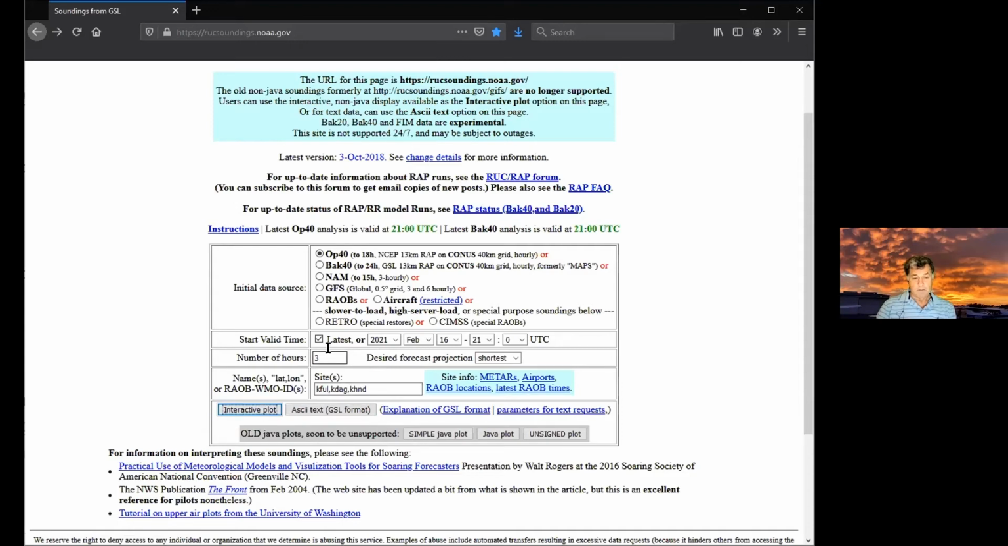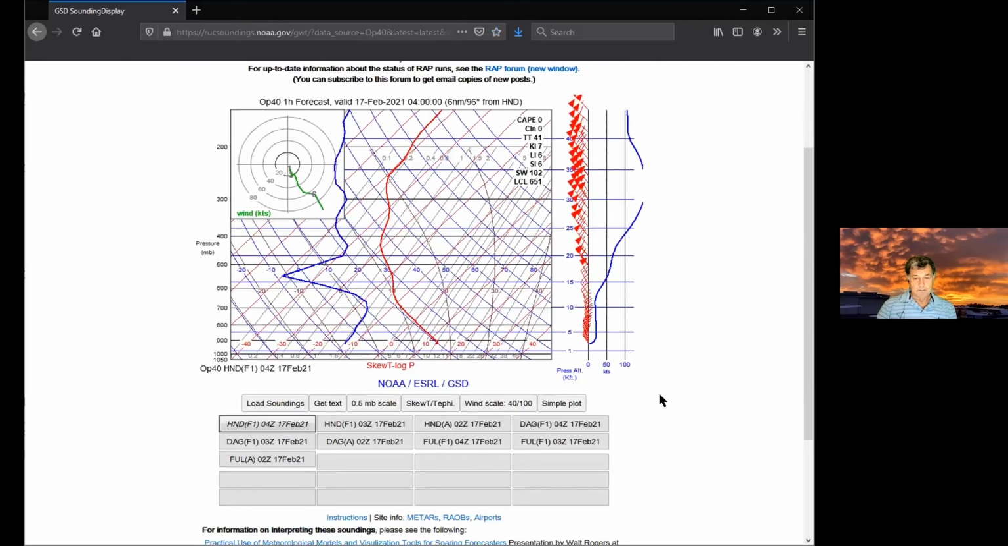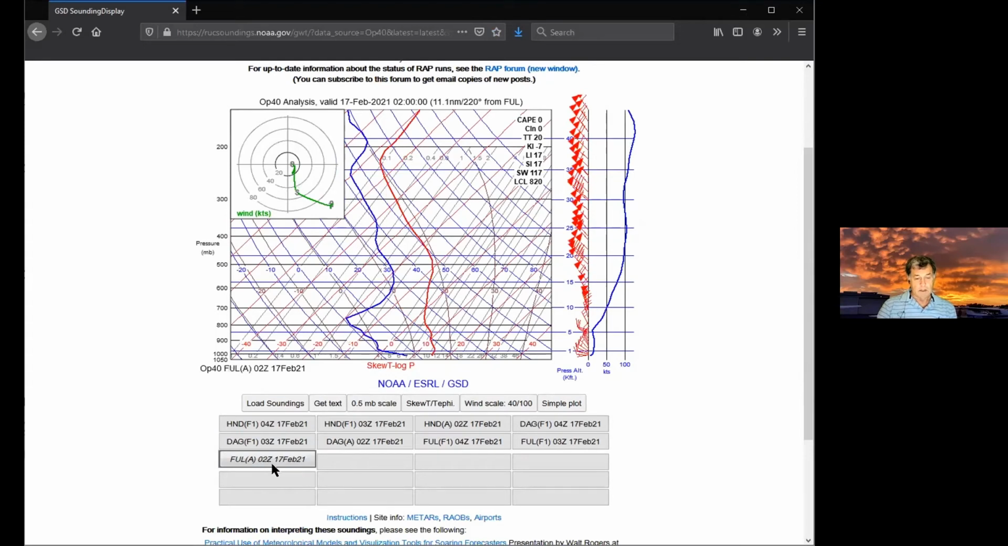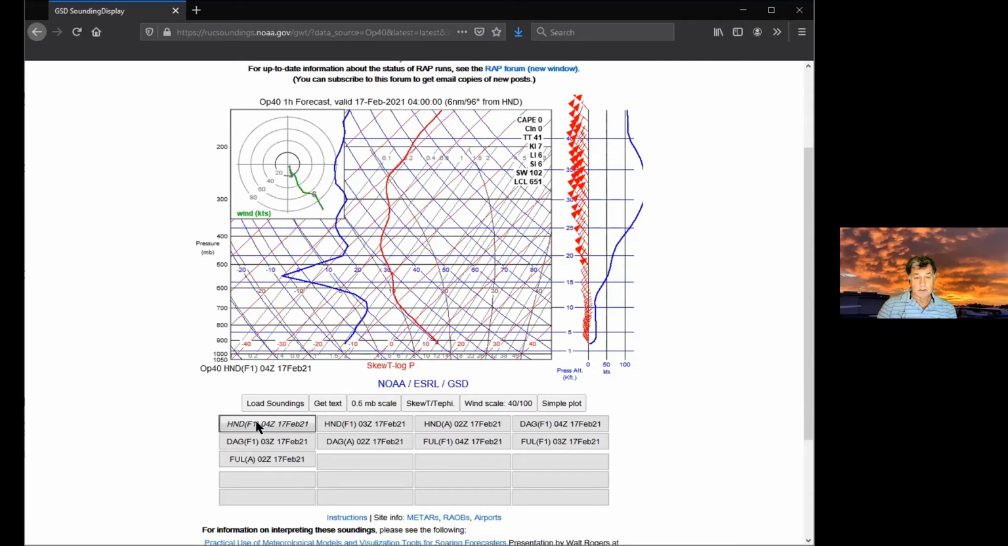So the latest 3 hours' worth. I can go out way more than 3 hours if I want, but that's what I'm going to look at for right now if I was going to leave tonight. And I'll go to the interactive plot. So here's what it brings up. Right now it's showing me Henderson. Let me go to Fullerton. This is the current Fullerton time, right? That's showing up. And then this is Daggett out 1 hour. So it would take me about an hour to get to Daggett. So this is what that would look like. And then this is Henderson. This is what Henderson would look like.